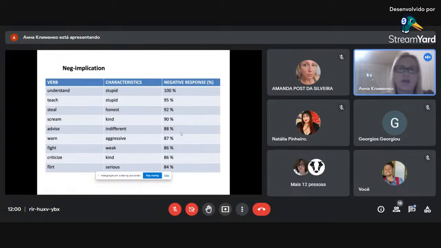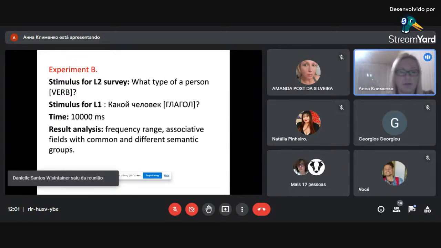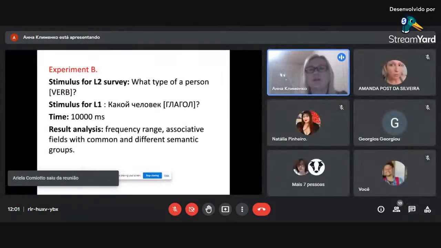Well, here we have proved that certain verbs do have strong association with personality characteristics, but the degree of this association varies, and probably the proficiency in a foreign language affects this degree of association. Thus, we conducted the second experiment, which was a directed association. The experiment was conducted in native Russian language and in foreign language, but these two series were at different times. Firstly, we had the experiment in English, and only 2 months later we had a similar experiment in Russian. So the stimulus phrase was the question, what type of a person, and we included the verb. And actually, the same similar stimulus was used for Russian.